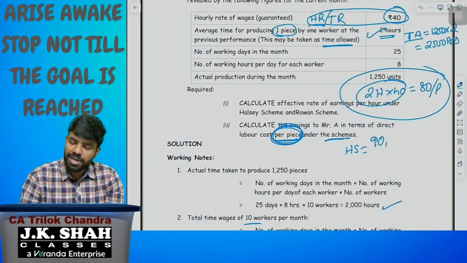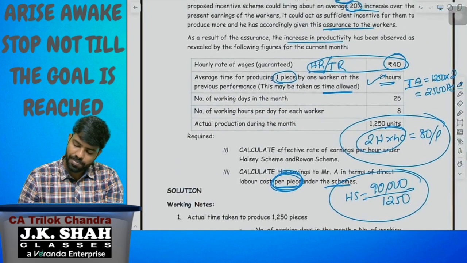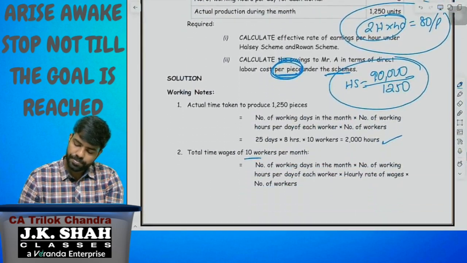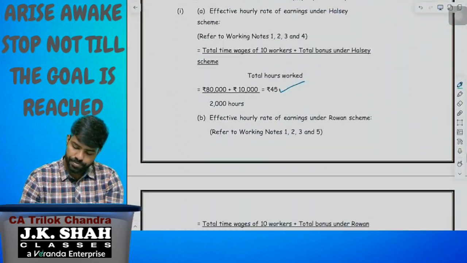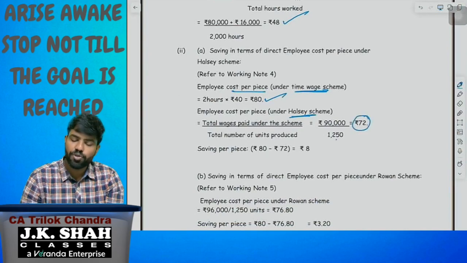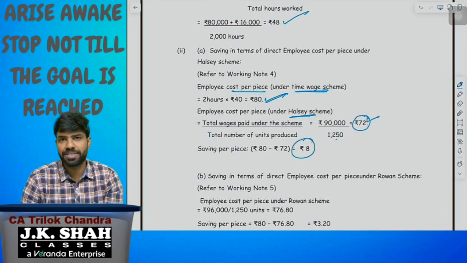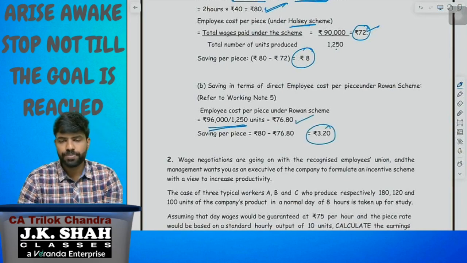Under Halsey scheme, total payment is 90,000 divided by products produced, 1,250. Let me show the calculation here. Employee cost under time based scheme is 80 rupees. Under Halsey scheme, 90,000 divided by 1,250 is 72 rupees. Here he was bearing 80 rupees. Now it is costing only 72 rupees. Savings is 8 rupees. Same way under Rowan scheme, 96,000 divided by 1,250 is 76.80, savings is 3.20.